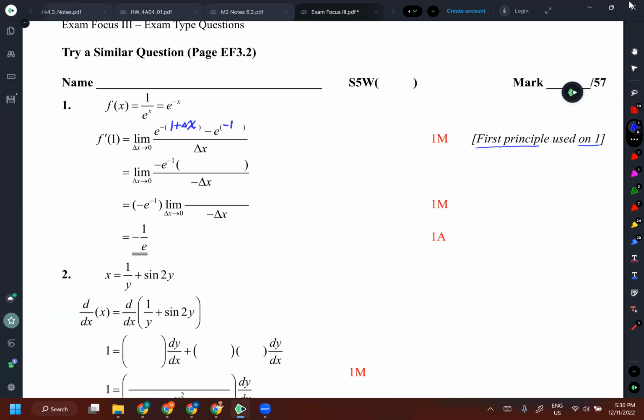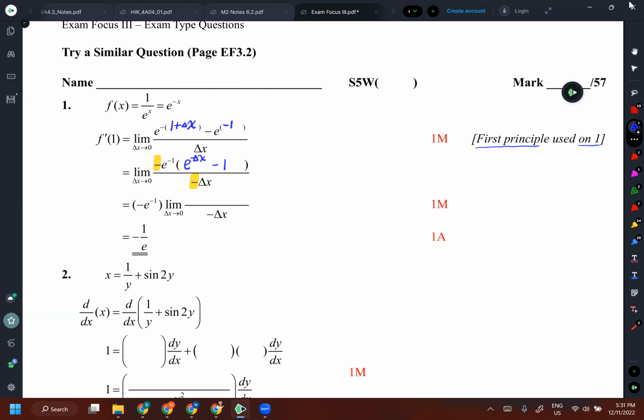In the next step, I will take out e to the power negative 1. Now, when I take it out, this one has e to the power negative delta x left, and this term has negative 1 left. Some students are confused by this negative sign, but if you observe carefully, another negative sign here is added. So these two can cancel each other out. You don't really have to consider the negative sign in your factorization step. When you factorize, you just take out e to the power negative 1.